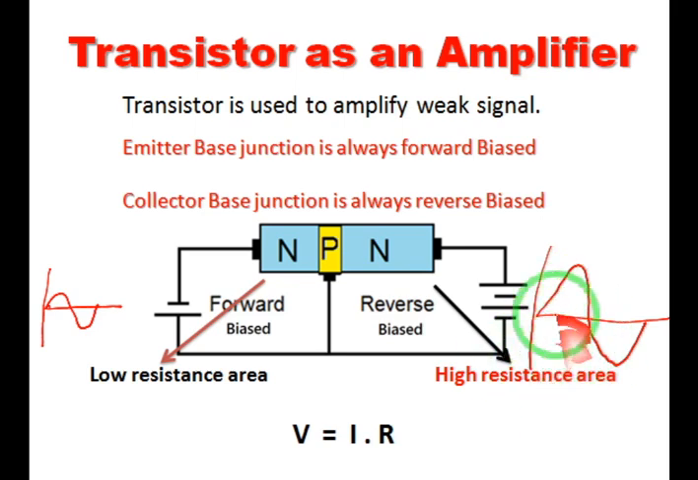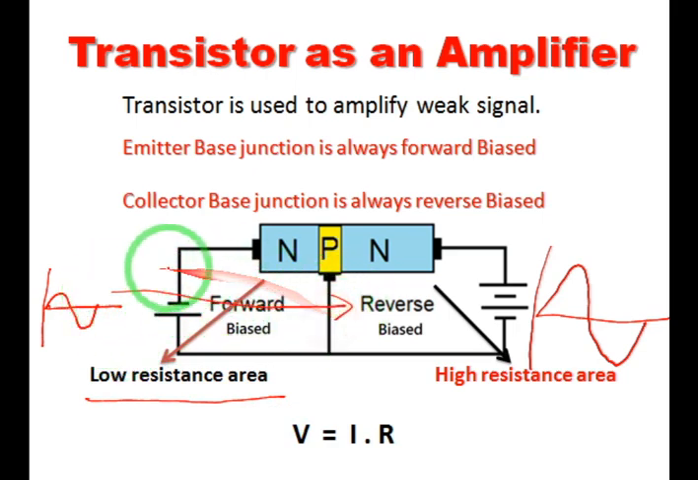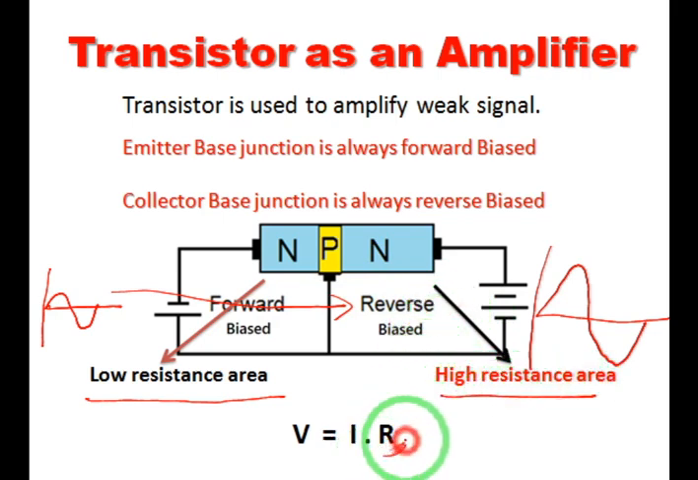Sorry for the rough diagram. Basically the frequency is not changed, only the voltage level is changed. Because the input side resistance is low, the signal will travel from the input side to the output side, but at the output side the resistance is high. So if the resistance is high, the voltage will be high. In this way we are increasing the voltage level.